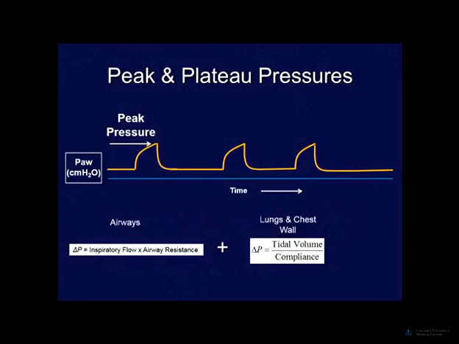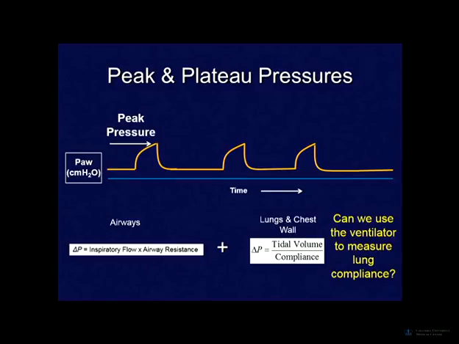Okay. So your airways pressure is inspiratory flow times airways resistance, and the lung and chest wall pressure is determined by the tidal volume over the patient's compliance. So can we use the ventilator to measure lung compliance? We can. Okay. So peak pressure tells you only the entire pressure within the system, but it doesn't tell you these two separately. Does that make sense?